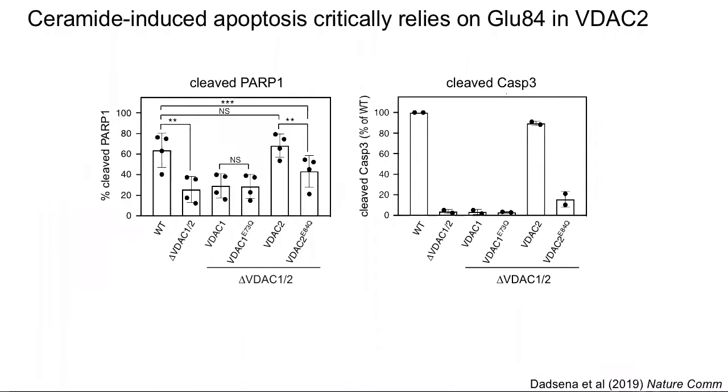Importantly, reintroducing VDAC2 in a VDAC1 double knockout could restore the ability of mitoCERT to trigger apoptosis, as judged by monitoring PARP1 cleavage and proteolytic activation of caspase-3. In contrast, reintroducing VDAC1 had little effect on this pathway, and this qualified VDAC2 as the major effector protein in the ceramide-mediated cell death pathway. Importantly, substitution of this membrane-exposed glutamate in VDAC2 also disrupted the ability of that protein to restore mitoCERT-mediated apoptosis. So this indicates that ceramide requires a ceramide-binding competent form of VDAC2 to trigger cell death.